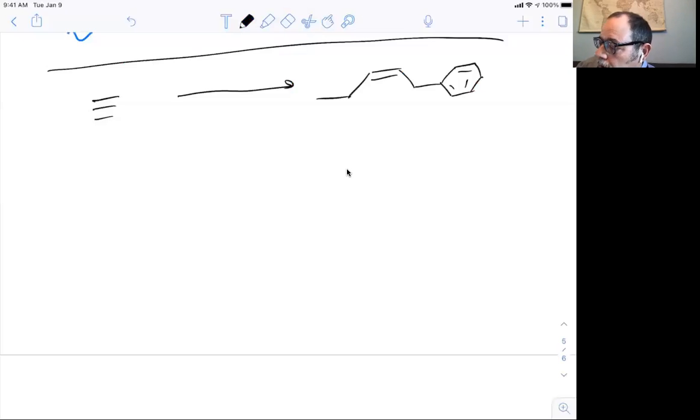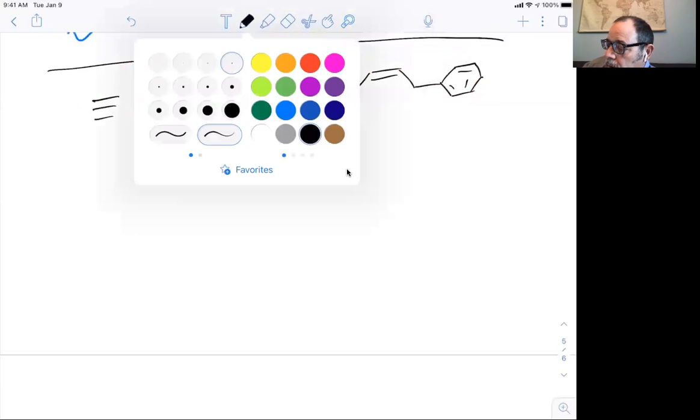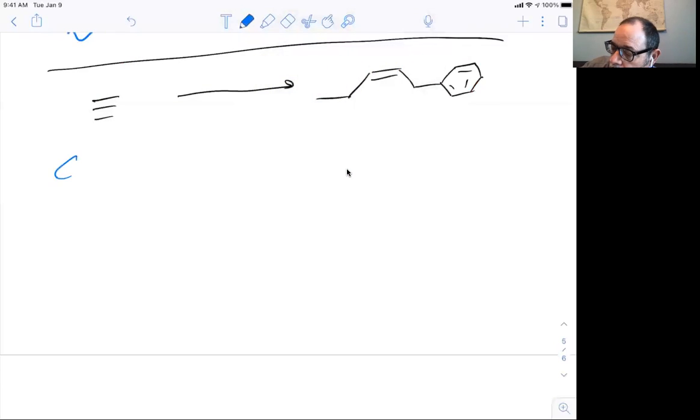Okay, let's go ahead and take a look. So in this case, we're starting with two carbons. We're adding a bunch of carbons, and this aromatic group, which you'll learn about next semester. So for our carbons, we're adding two carbons on one side.